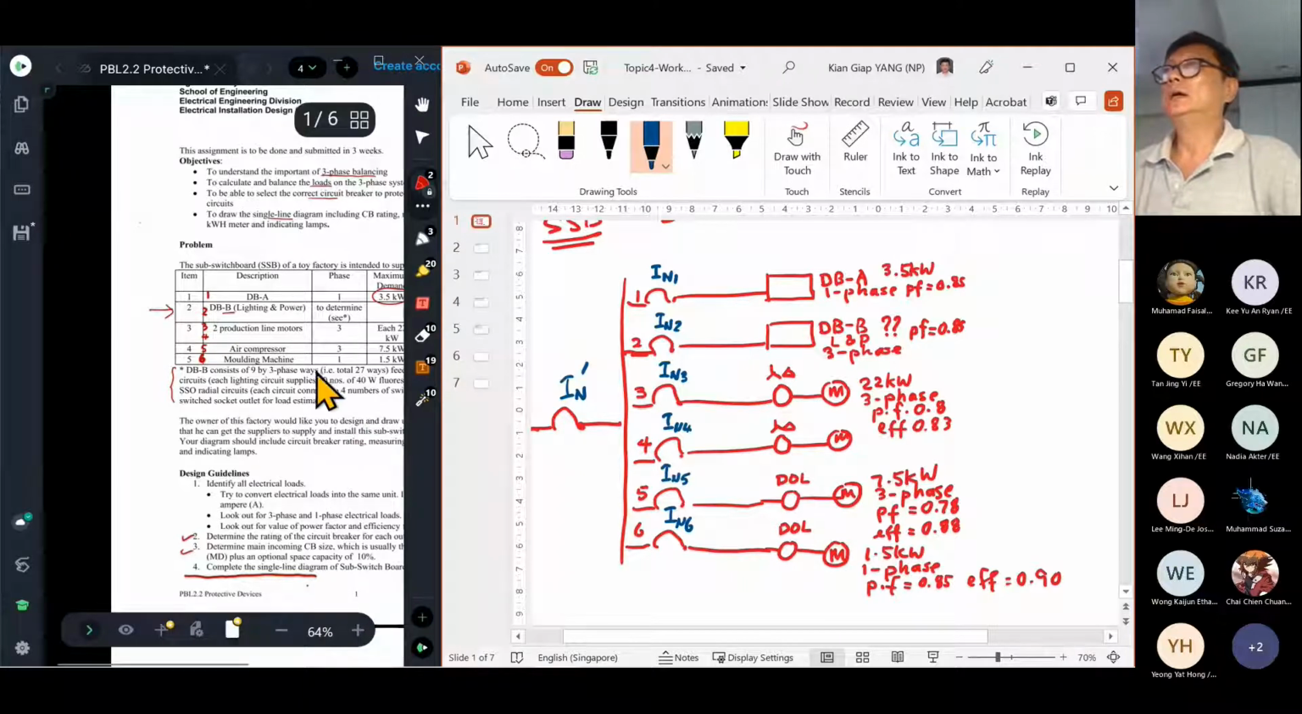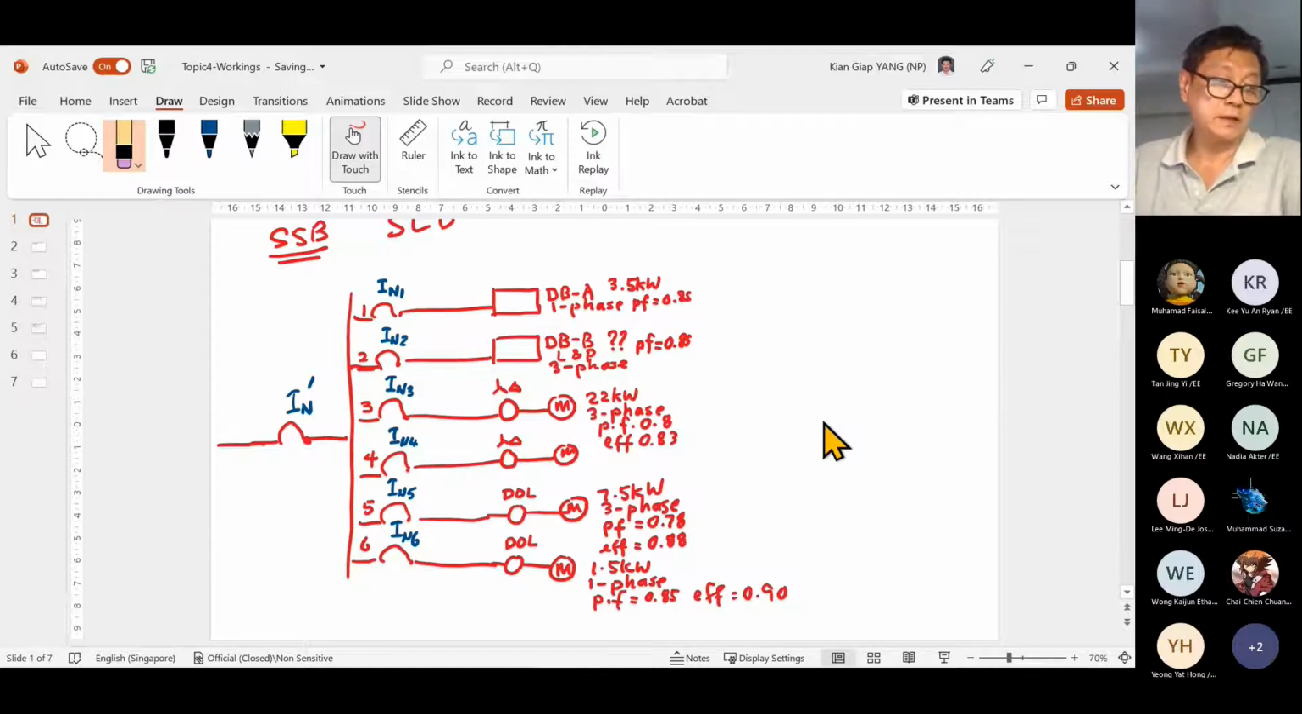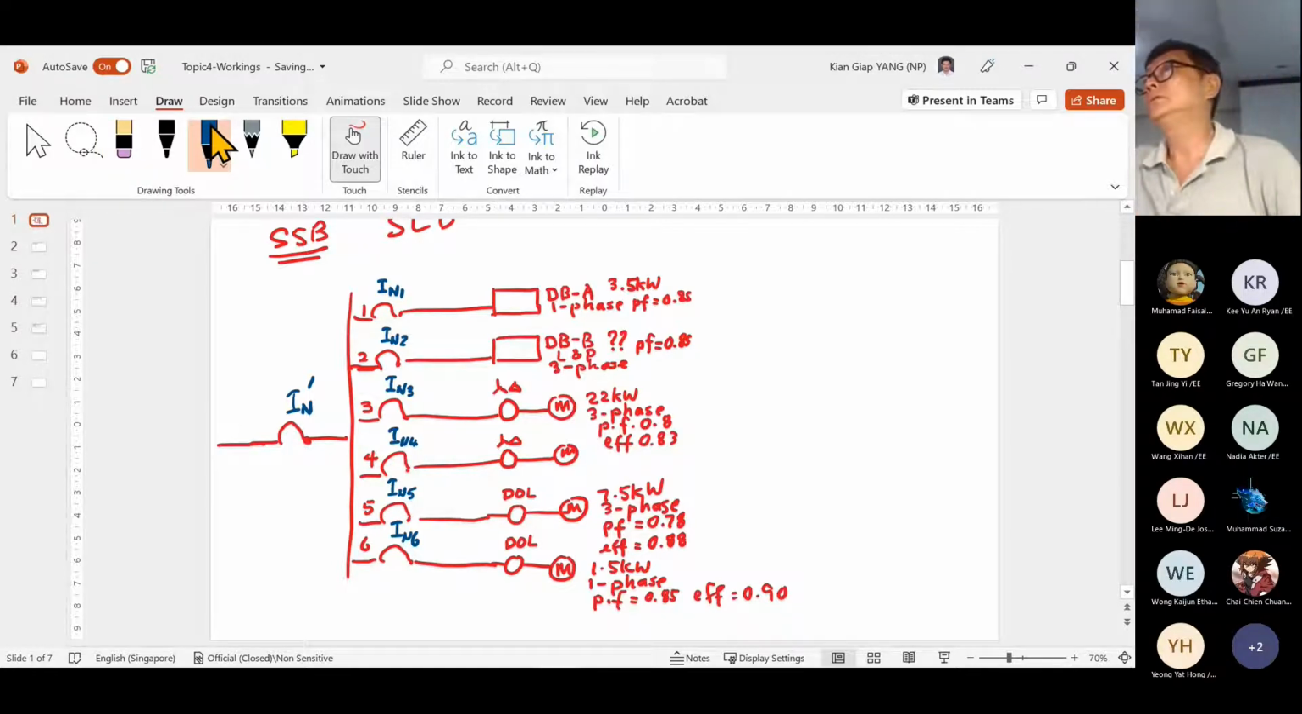All right, so let me maximize this screen. Now I have a very rough idea of the single line diagram. I want to calculate the load. Ultimately, we want to find all these. So the first step is I want to calculate IN1. Can anybody tell me what they have learned? How do I find the answer for IN1?